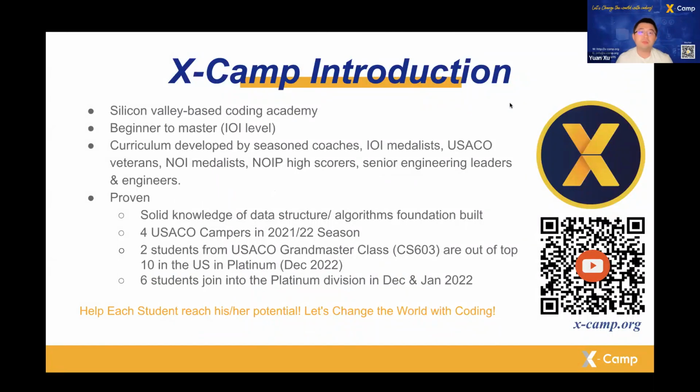So XCamp is a Silicon Valley-based coding academy. We provide the beginner level to the master level, which is camp level of United States, or IOI level of class, which is pretty unique across the whole country. And our curriculum has been developed by lots of seasoned coaches, IOI medalists, USACO veterans, NOI medalists, essentially lots of past strongest competitors, and it's proven in a sense that we already have a lot of students graduated out of the system in the past, and we have very solid knowledge for data structure and algorithm built for our students.